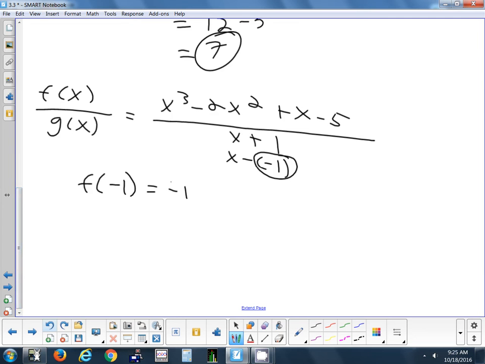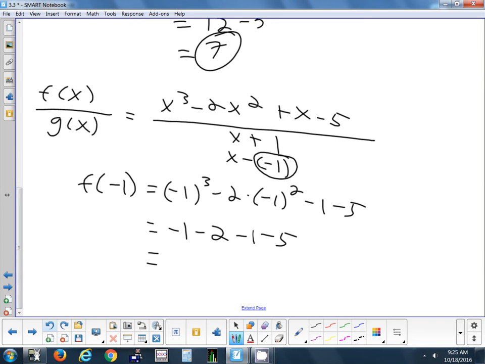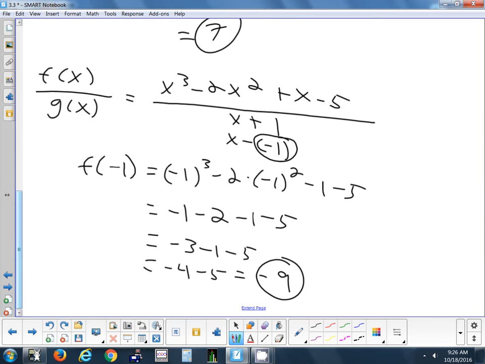So plug negative 1 into the top and see what we get. So negative 1 cubed. Negative 1 squared is 1 times 2 is negative 2. Negative 1 minus 2 is negative 3. And then we get negative 4 minus 5, which is negative 9. Double check my arithmetic, but I think we're good. So again, we divided it out, didn't get a remainder of 0, so that is also not a factor.